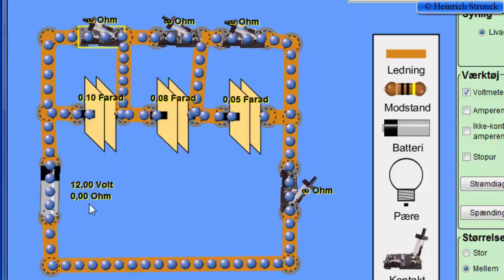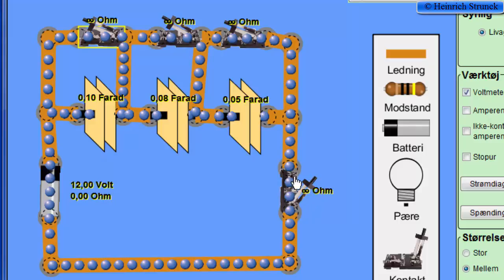Here we have a supply system of 12 volt, with 3 capacitors connected in serial. The first one is 0.10 farad, the next one 0.08 farad, and the last one is 0.05 farad, or 50 millifarad, 80 millifarad, and 100 millifarad.